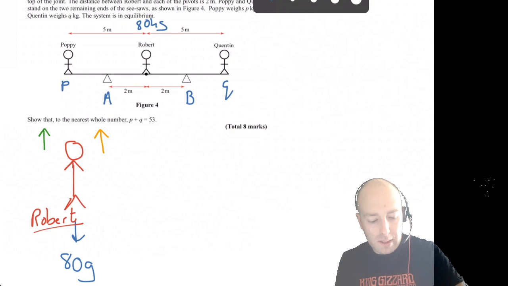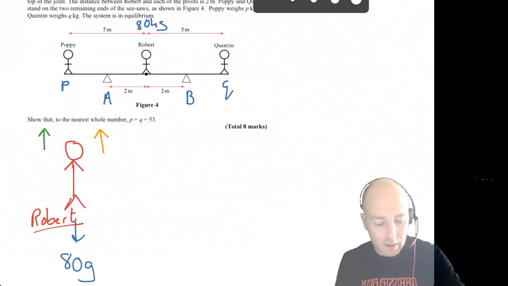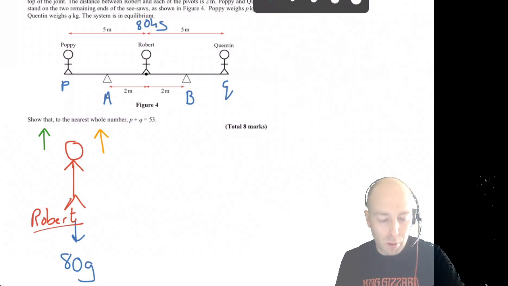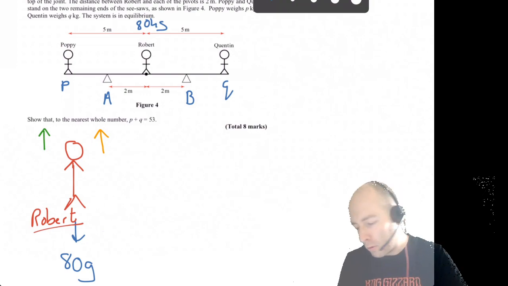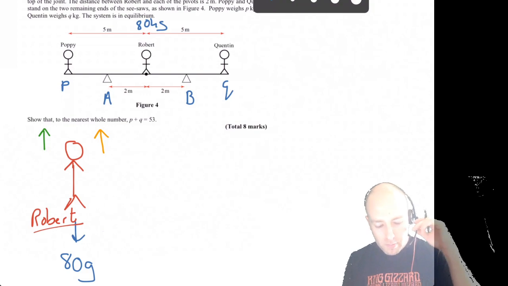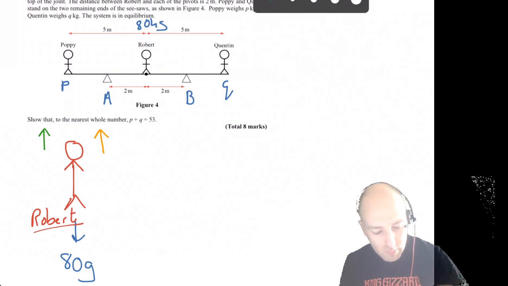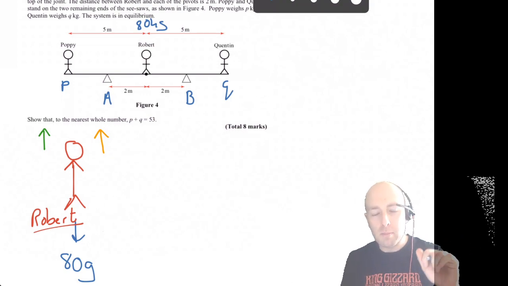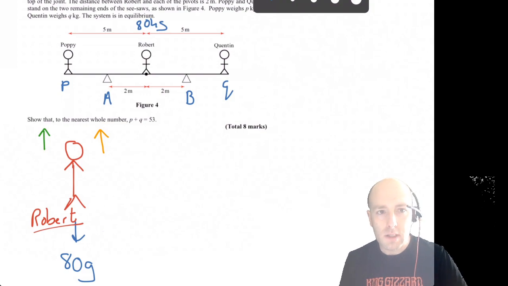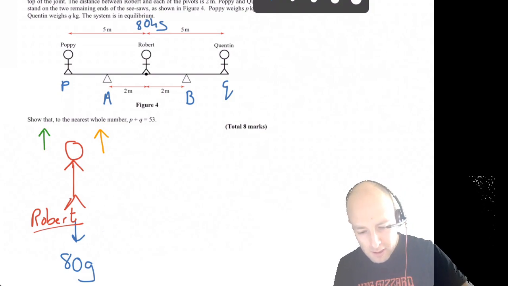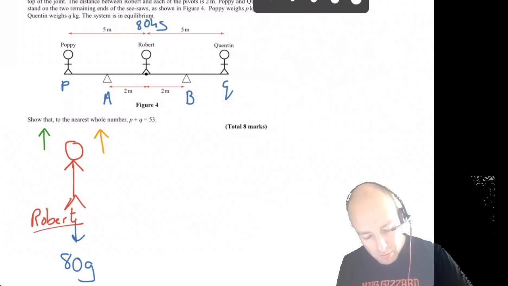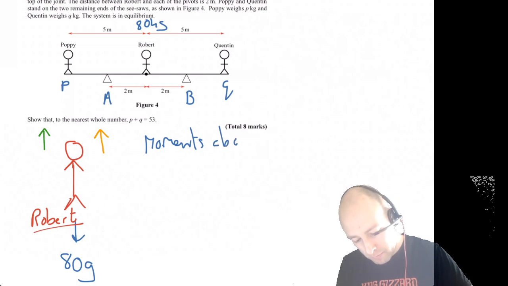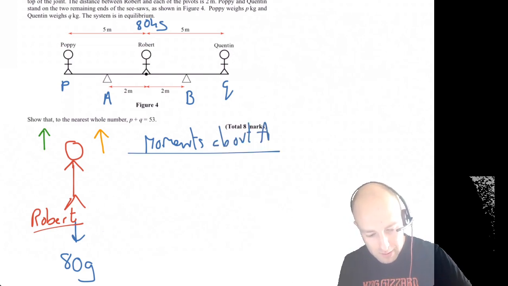So we're going to resolve to work out what force is actually acting on Robert from Poppy's part of the seesaw, and what force is acting up on Robert from Quentin's part of the seesaw. So basically, because it's in balance, we must have the same force. Yes, this is actually quite easy. Same forces on each side. So moments about A.